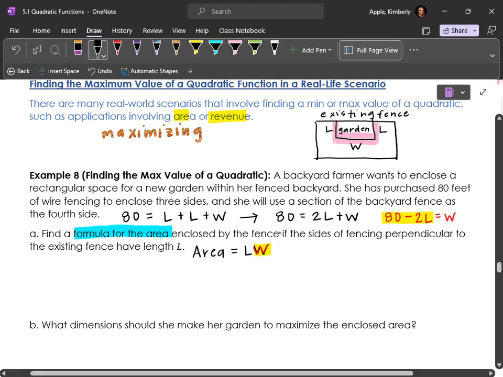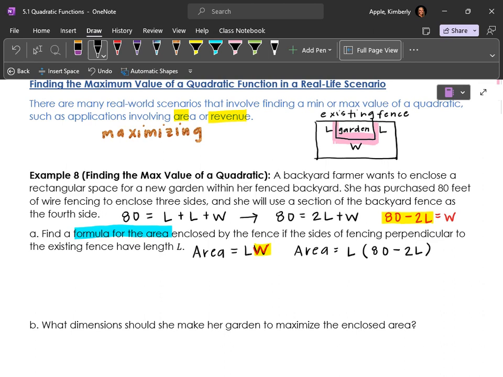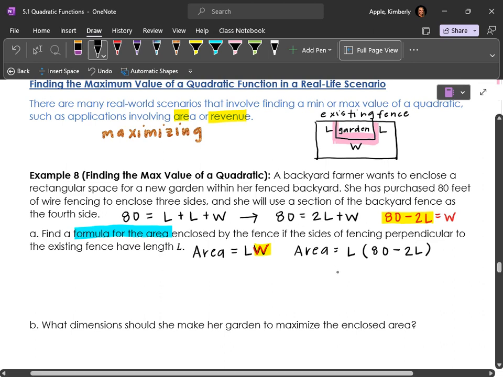I'll do that real quick. We'll have area equals whatever this length is times the width, which we have defined as 80 minus 2 times the length. Now we have an area formula in terms of just one variable instead of 2, which is the length. We can distribute that L, and we'll say area as a function of the length. That's what we're working with. We input a length, and it's going to give us an area.